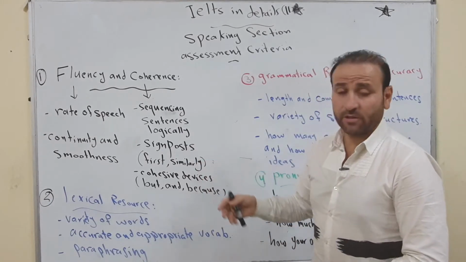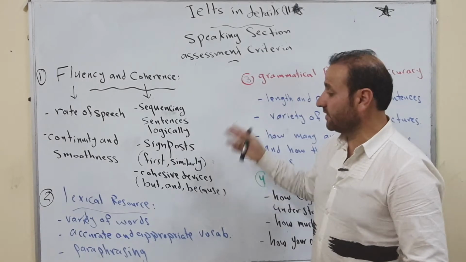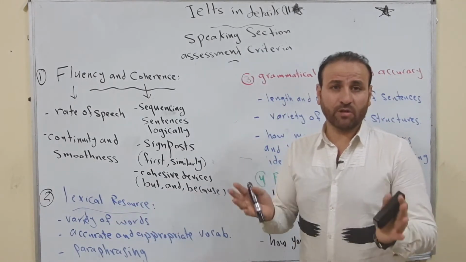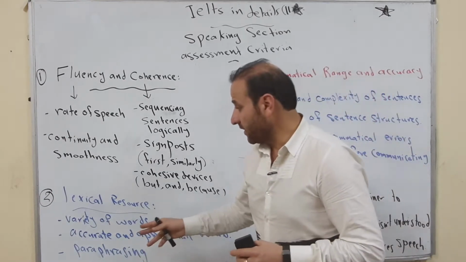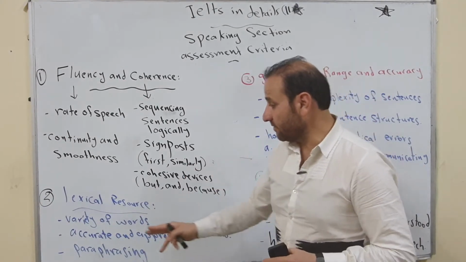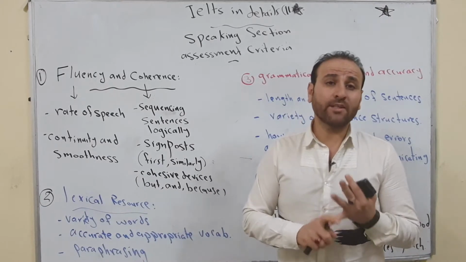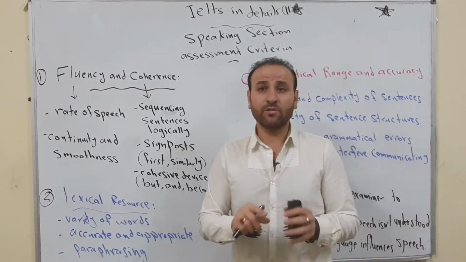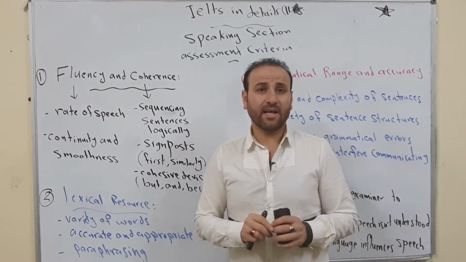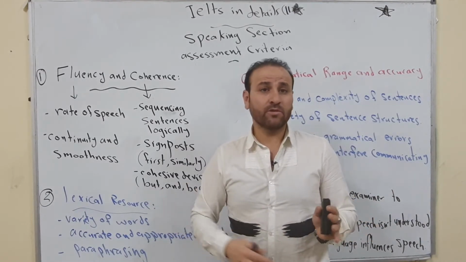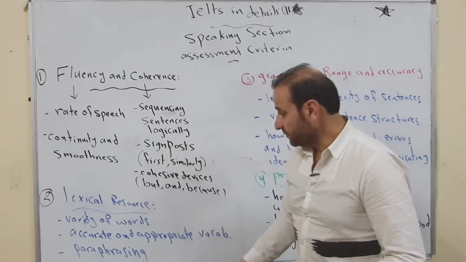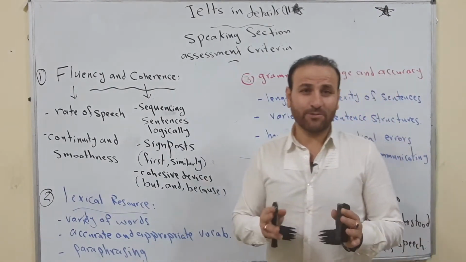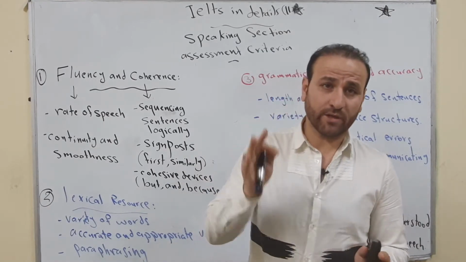The second factor, or the second assessment criteria, is lexical resource. We talk about vocab. They focus on 3 things: variety of words or variety of vocabulary that you use. You don't need to repeat the same words. You don't need just to use the common words. You have to use variety of vocabulary. Accurate and appropriate vocabulary. You have to use the vocabulary in correct way.